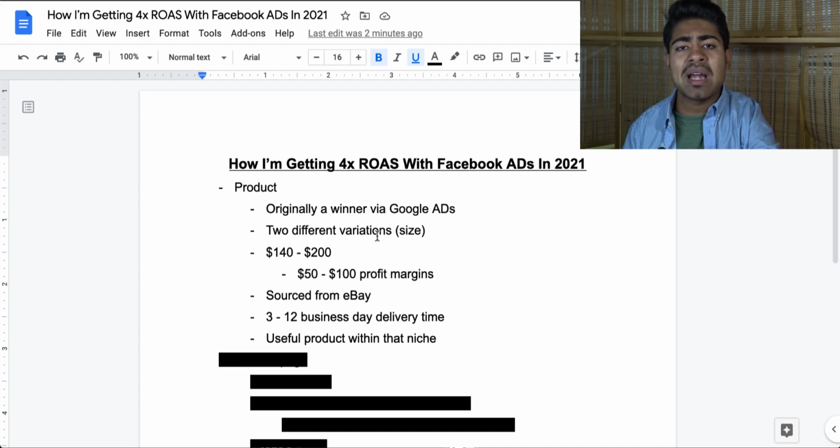But the reason why I have 2 different campaigns is because these 2 different variations are actually different in terms of sizing. So one is a bigger size and one is a smaller size. The smaller size gets sold at roughly $140. The bigger size gets sold at roughly $200.